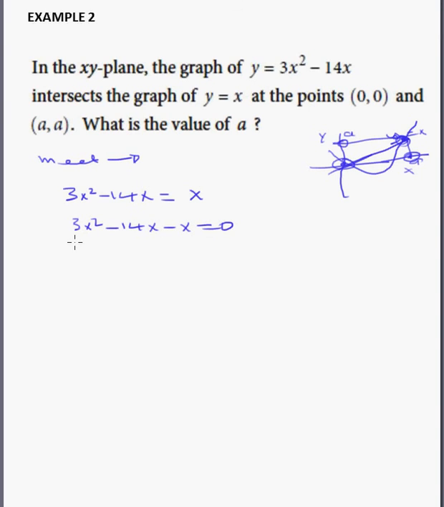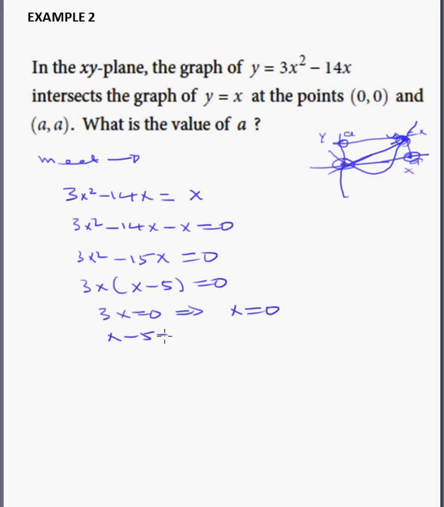We can solve it this way. This gives us 3x squared minus 15x is equal to 0. We can take 3x outside, and therefore 3x times (x minus 5) is equal to 0. That means 3x is equal to 0, which implies x is equal to 0, or x minus 5 is equal to 0, which also implies that x is equal to positive 5. So we have two x values.